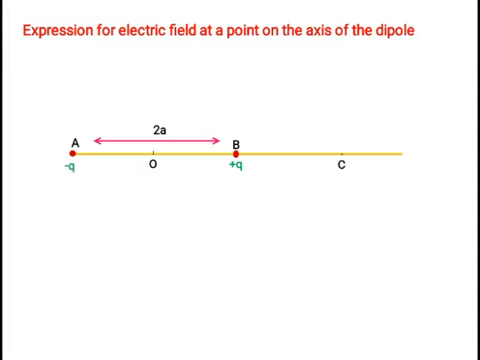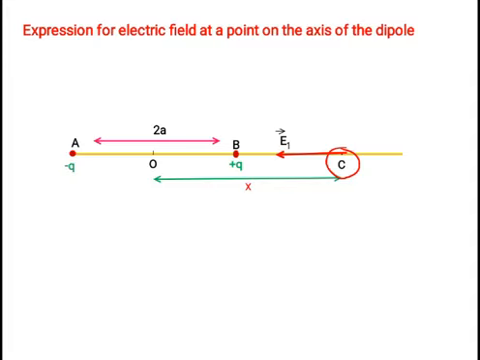C is a point on the same axis of the dipole, on the axial line. So C is an imaginary charge which is a positive charge. The magnitude or value is very negligible. So whenever we say consider a point, what does it mean? It is an imaginary positive charge which is having very negligible value or magnitude. The distance from C to O is x.